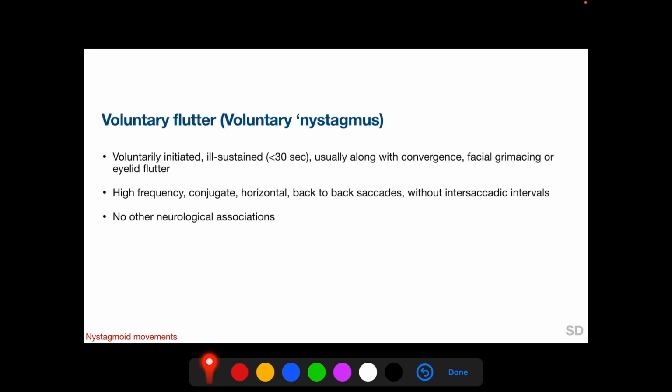Voluntary flutter, also known as voluntary nystagmus, is not a nystagmus by definition. It is voluntarily initiated by the subject, is ill-sustained in nature, and is usually found along with convergence, facial grimacing or eyelid flutter. Voluntary flutter is typically a high-frequency conjugate horizontal back-to-back saccades without intersaccadic interval, and there are no other neurological associations with voluntary flutter.